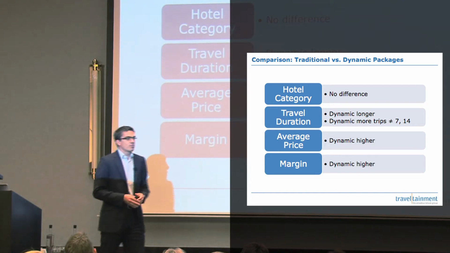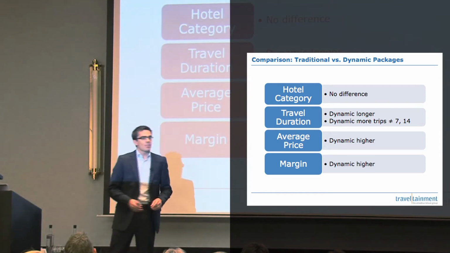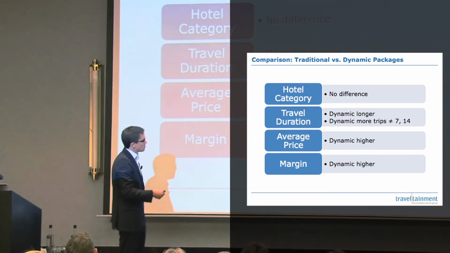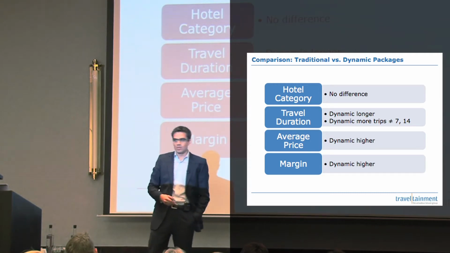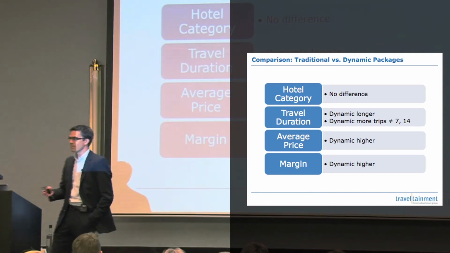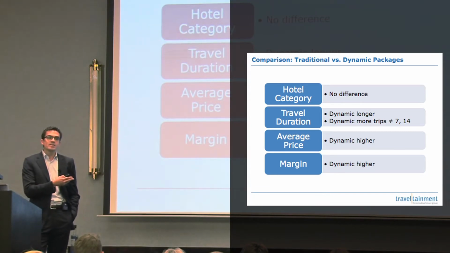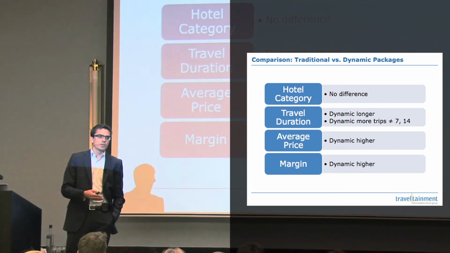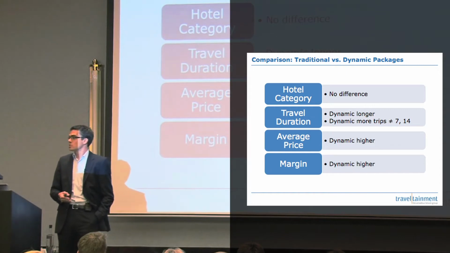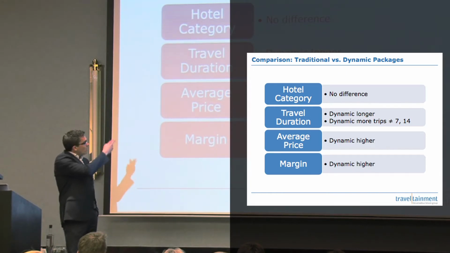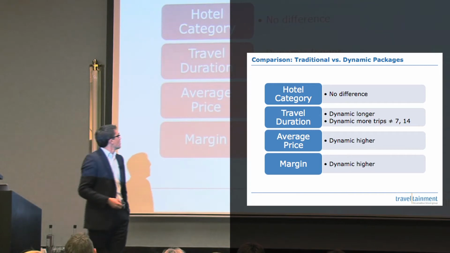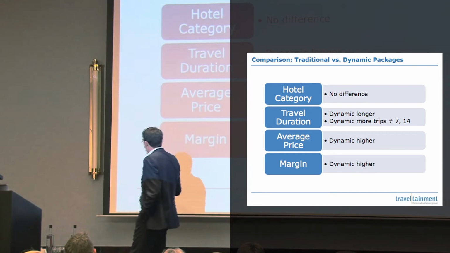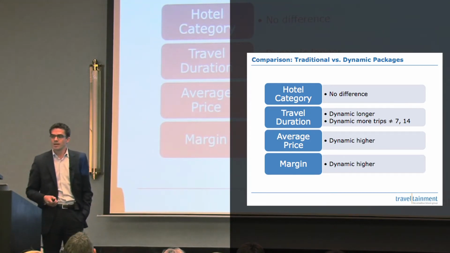What we do see is that the travel duration is different. Dynamic packaging customers stay longer. In our opinion, this also has to do with the lacking flexibility that traditional tour operator packages have. Traditionally it's 7 to 14 days; we see the average is 9 days in dynamic packaging. So you see a lot of customers wanting that flexibility, which traditional tour operator packages haven't offered so far. That also automatically means that the average price of such a package is higher. And, which is a surprise to many people, the margins are higher as well.